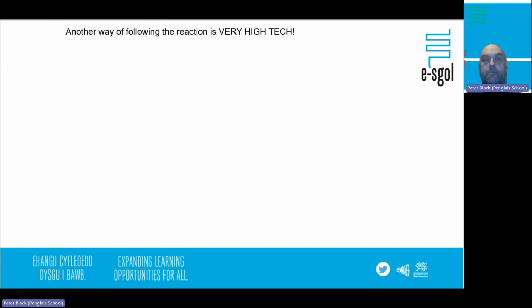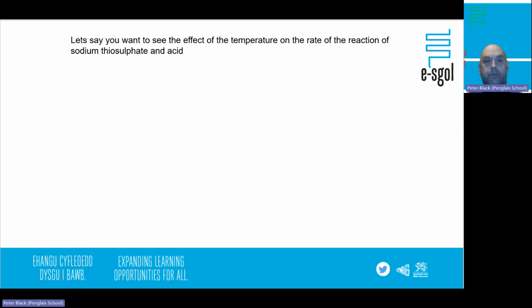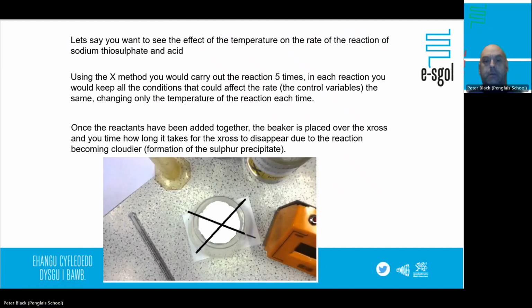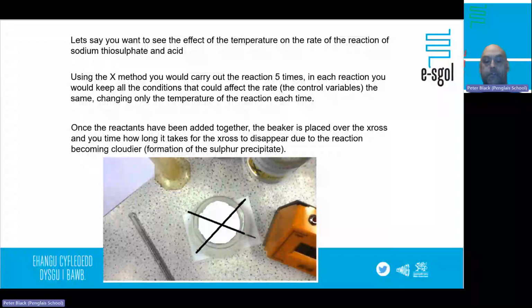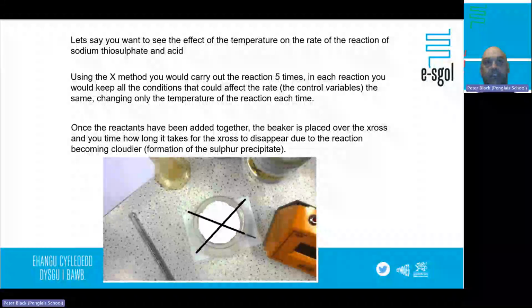Okay, now with a precipitate forming, there's another method we can use, and it's where we place a cross underneath the reaction. So I've got an example here where I'll show you. Here's a reaction. We've got the thiosulfate reaction over the cross. I've had to use white just to envisage that the reaction's clear so you can see the cross below.